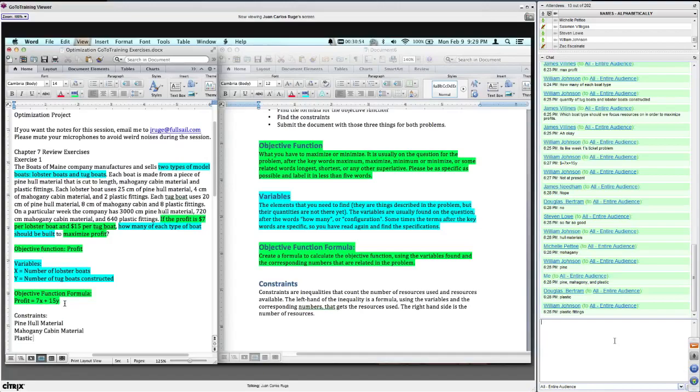Jonathan, try to be more specific. Don't be lazy and don't say one word to describe. Try to use everything. Plastic fittings. Okay. Now, what you have to do is to create inequalities. Can you create an inequality for pine hull material where the left-hand side is counting the amount of material used and the right-hand side is the amount of material available?